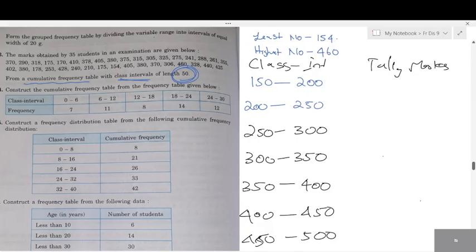Okay, which number I have to exclude here? From 150 to 200. I should exclude all the upper value. Up to which number I have to consider? 150 to 190. Even up to 199 should be included. That is the meaning of exclusive, continuous exclusive.